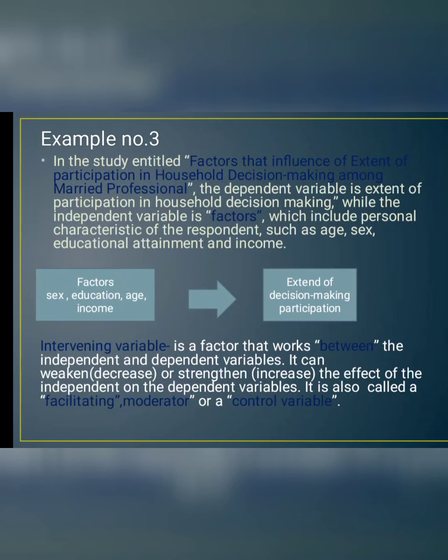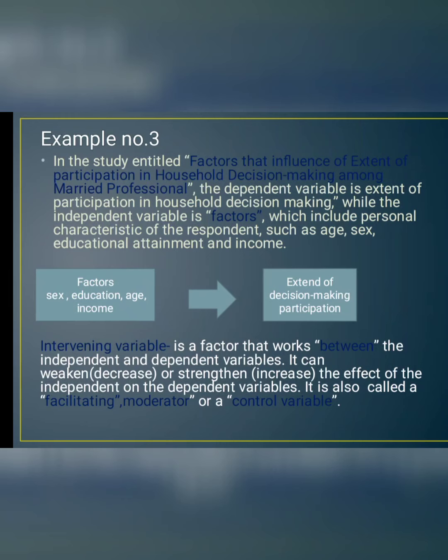Example number 3, in the study entitled Factors that Influence the Extent of Participation in Household Decision-Making Among Married Professionals. The dependent variable is extent of participation in household decision-making, while the independent variable is factors which include personal characteristics of the respondent such as age, sex, educational attainment, and income. So, sa independent variables or extent of decision-making participation, maaaring mahirapan tayo magdesisyon dahil sa ating pagkakaiba.